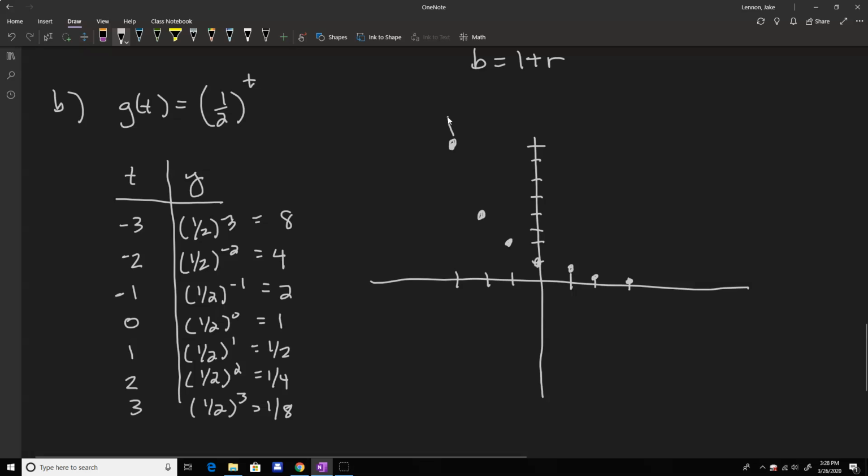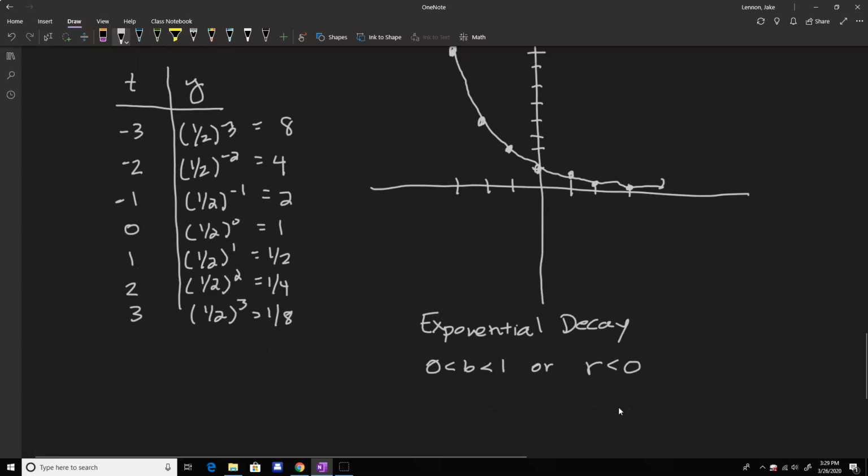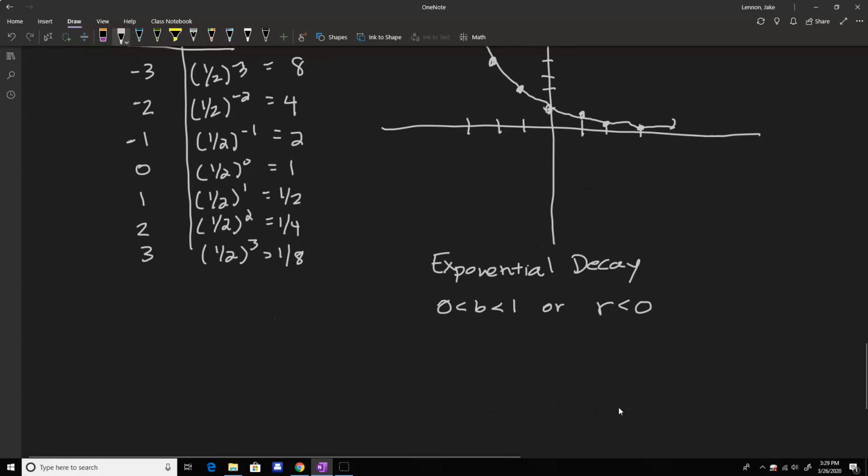So our exponential function is the one that passes through these points. And this is our exponential function in this case. So this is exponential decay, which means the function is decreasing over time. So this happens when b is between 0 and 1. So 0 is less than b is less than 1. Or if we look at the percent change, this happens when r is less than 0. So those are two examples of how to create a table of values and graph.